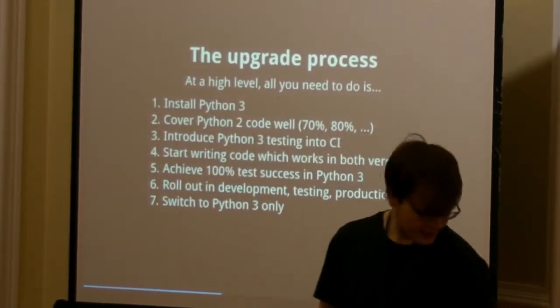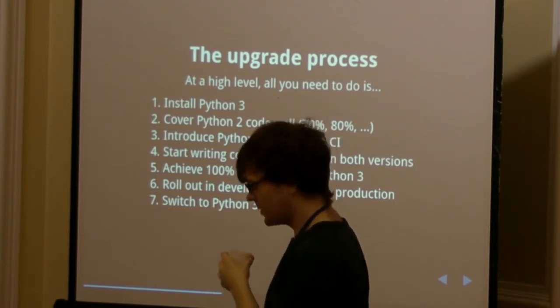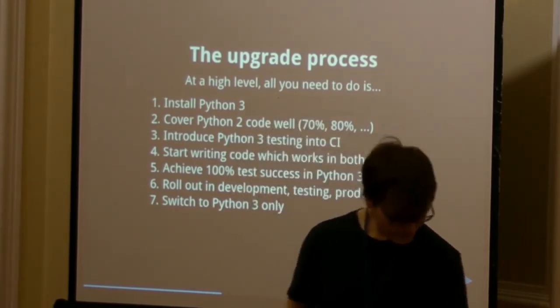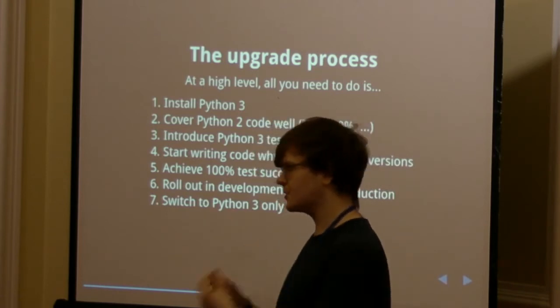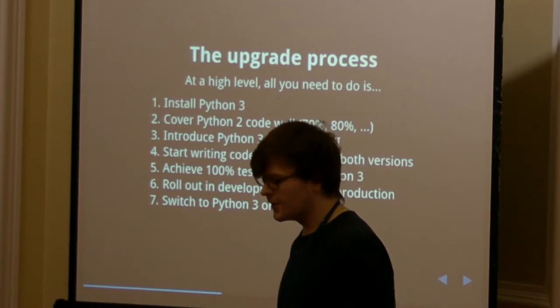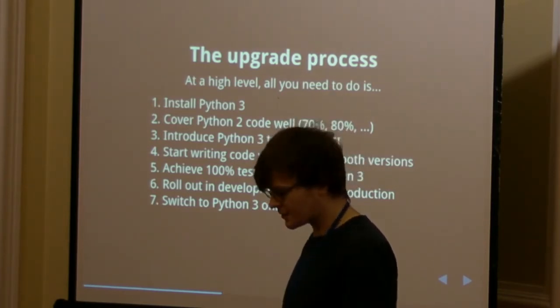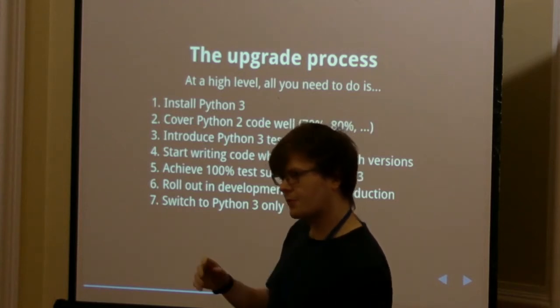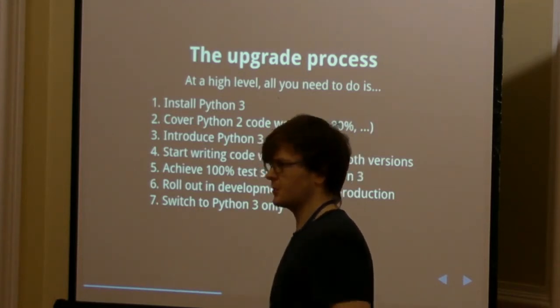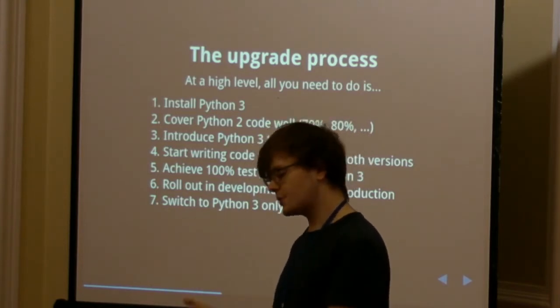If you can remember any one slide in this entire presentation, I think this is the most important one. The high-level process you need to follow is you need to find some way to install Python 3. You need to cover your Python 2 code with tests. You ought to be doing that in any case. And then you need to start introducing Python 3 into your continuous integration, so you run your tests in both Python 2 and Python 3. You write code that works with both versions.